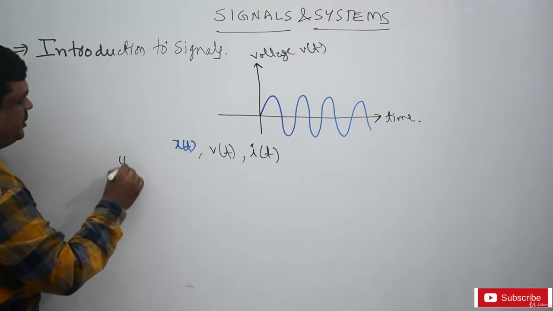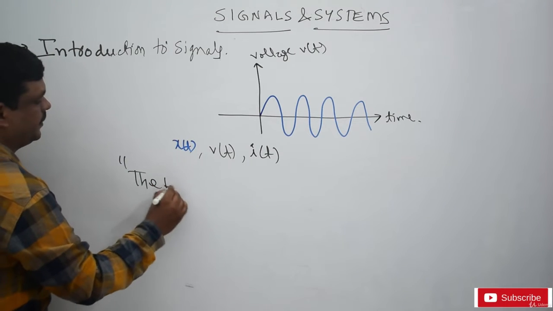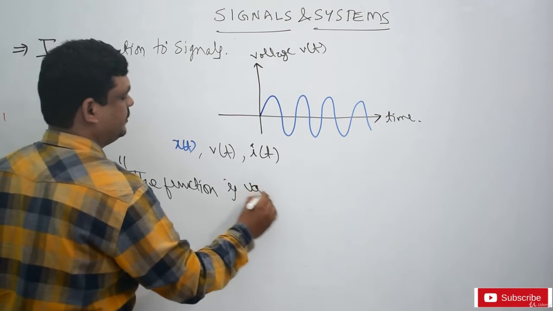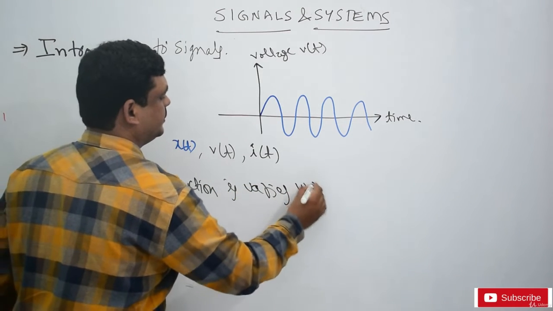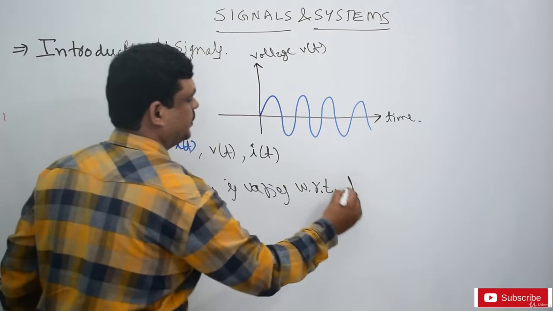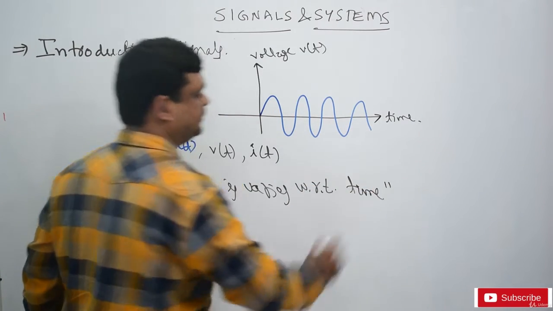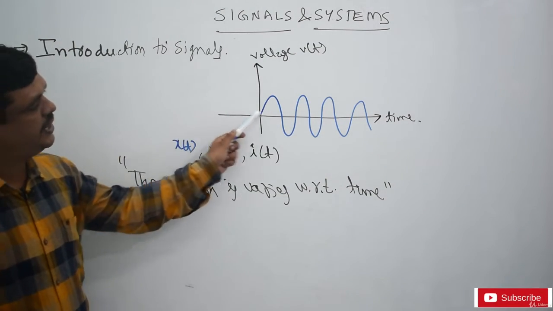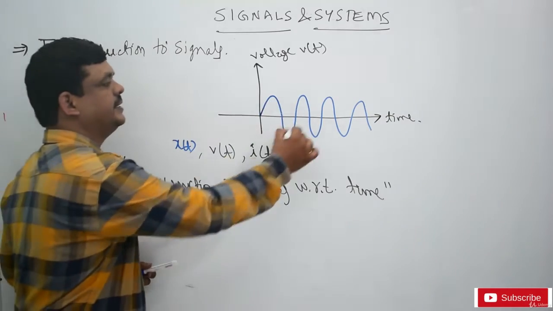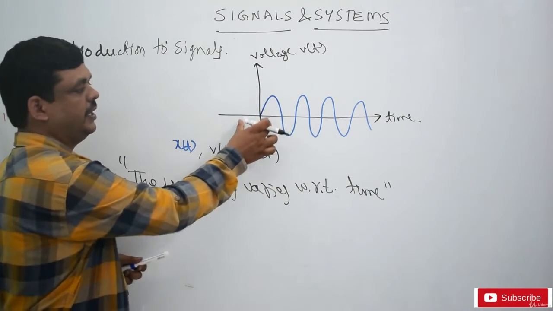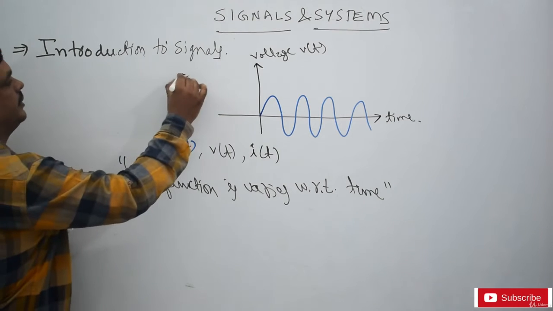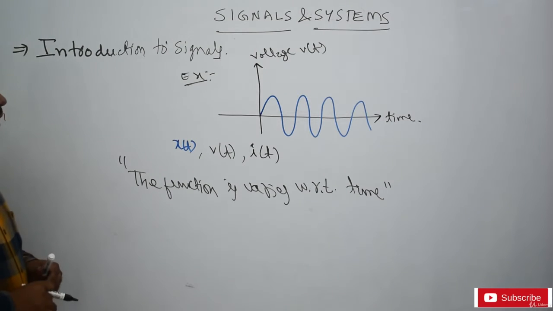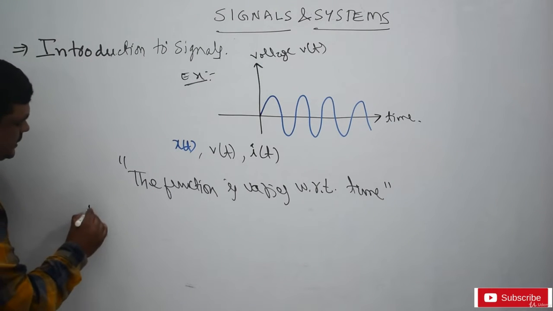Now the mathematical definition is: a function varies with respect to time. A voltage is changing with respect to time. The changing is sinusoidal. This is one example of a signal here. This gives the example and this is the definition. And now here we have to discuss the basic signals.